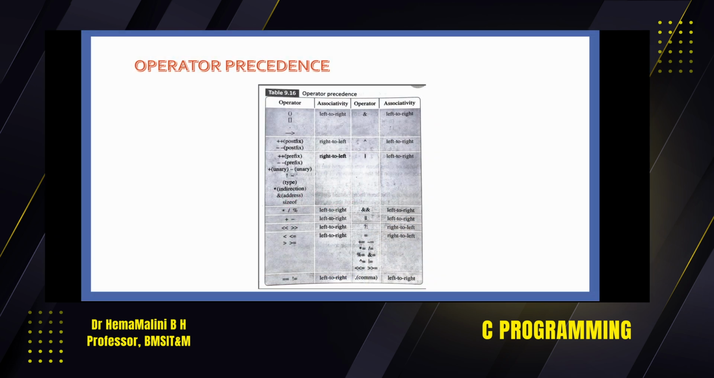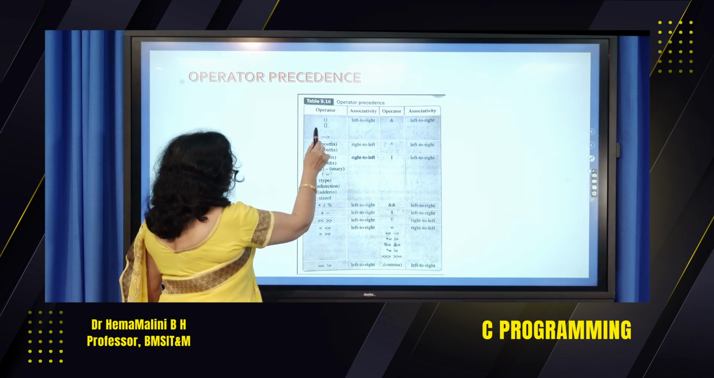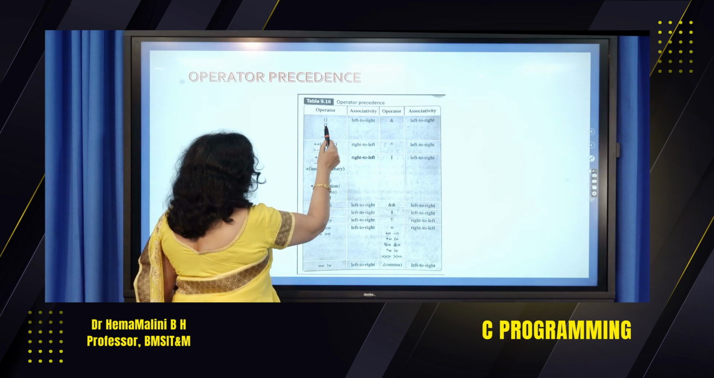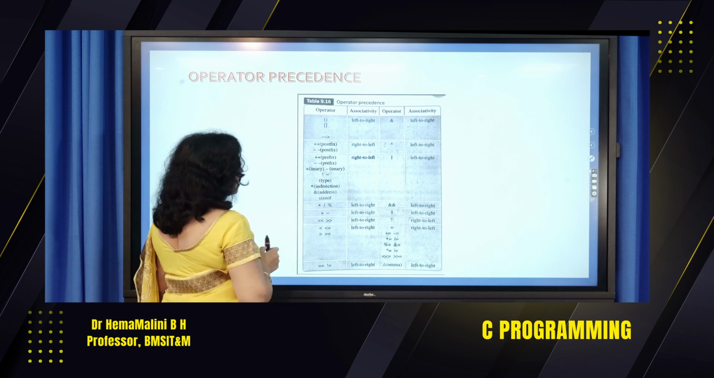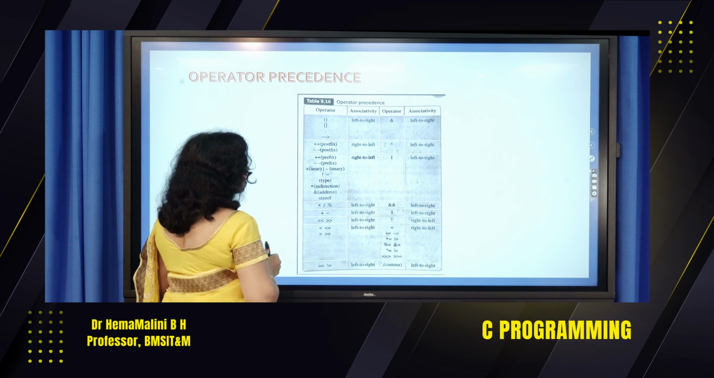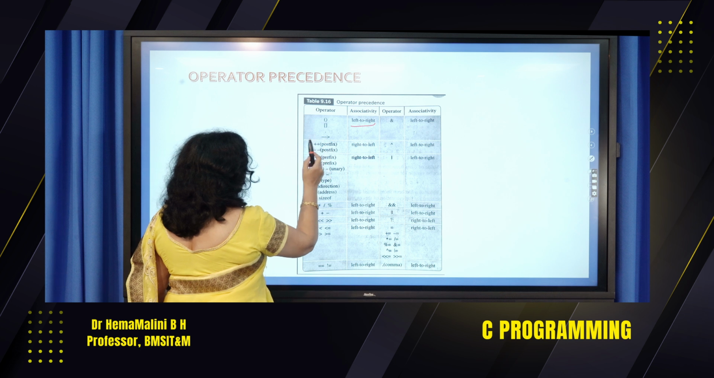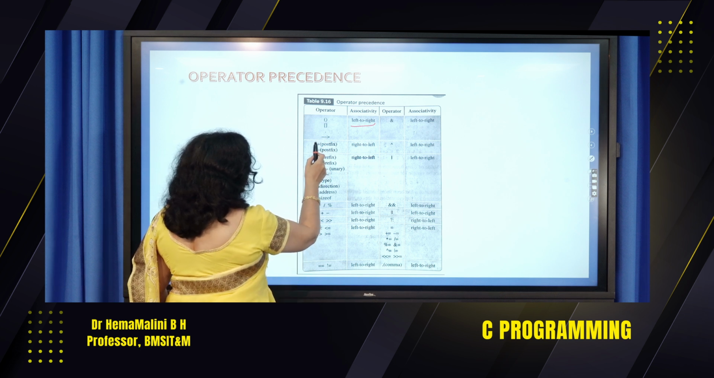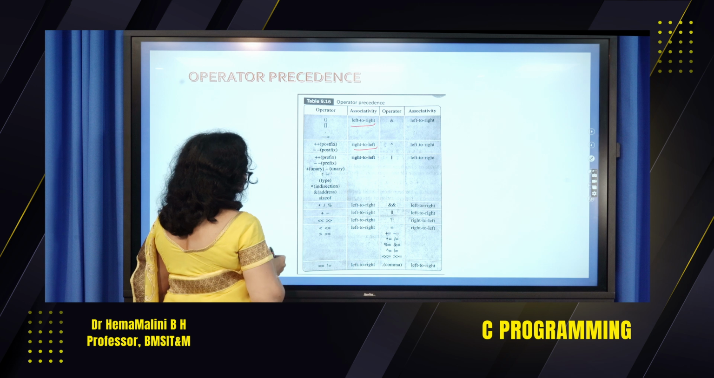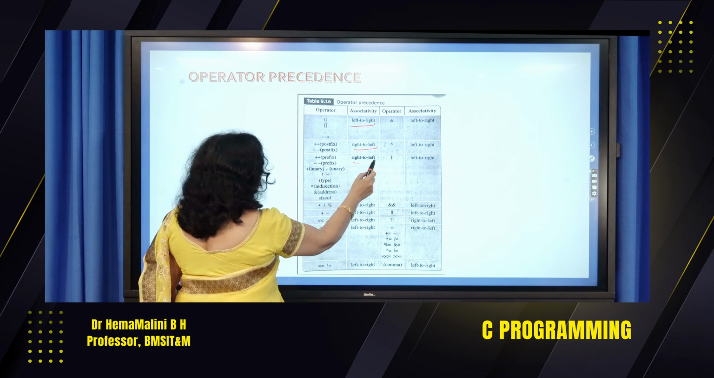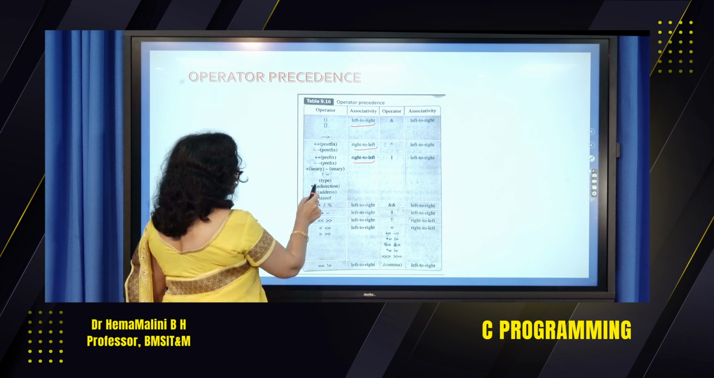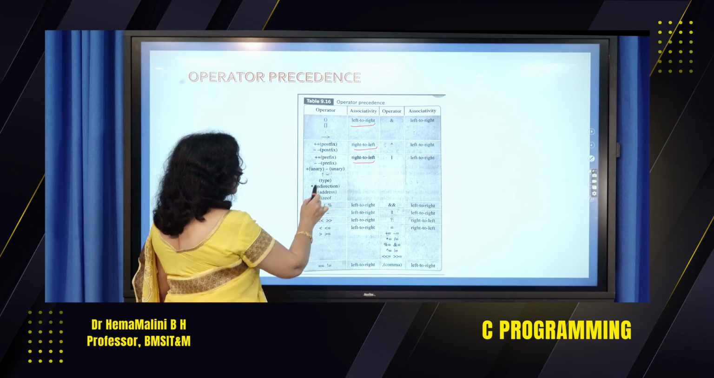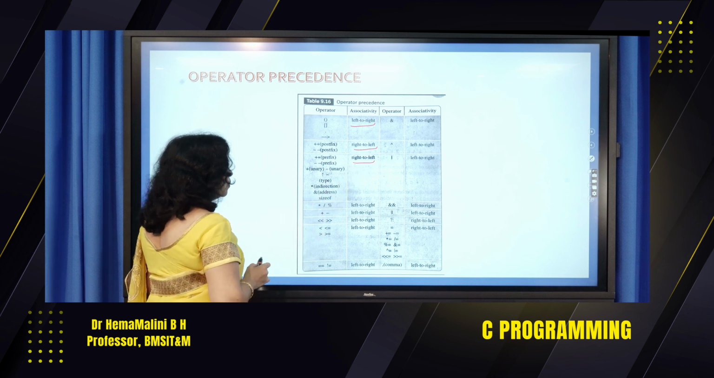Now, let us see the operator precedence. First parenthesis, then the braces, then dot. This dot is used when we use the structure. This arrow we use when we use the linked list. All this is from left to right. Postfix, that is auto increment, auto decrement, is right to left. If it is prefix, right to left. Even the unary operators, negation operator, indirection, address, sizeof, type cast, everything is from right to left.